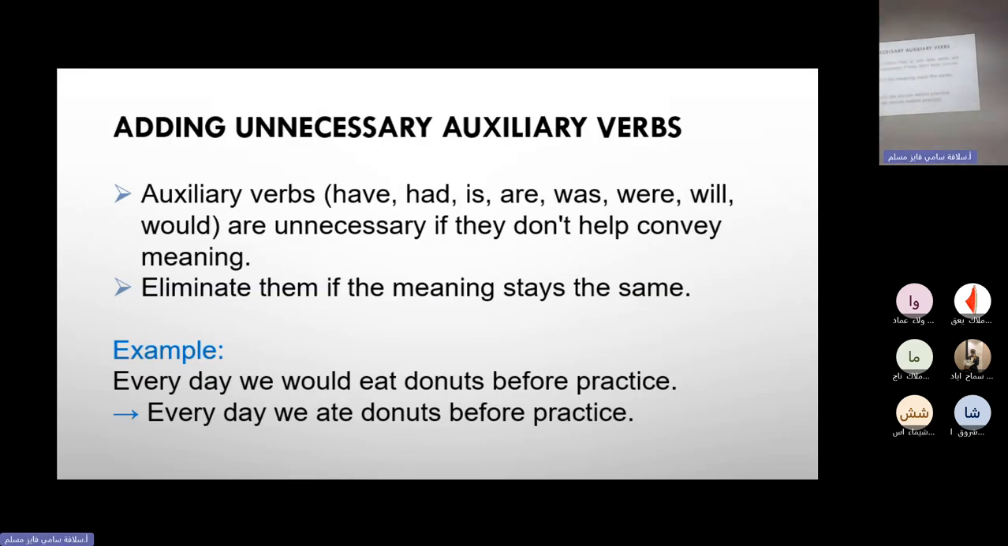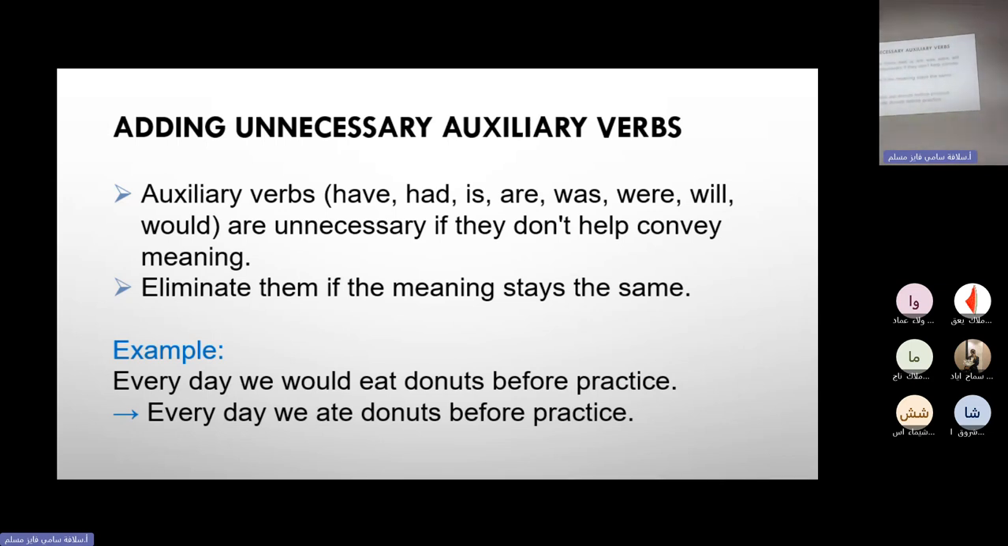Adding unnecessary auxiliary verbs. When we add an auxiliary verb that isn't needed in the sentence, it also causes problems in understanding the sentence. A clear sentence becomes unclear. Okay? So, the auxiliary verbs we saw, to be, to have, to do, could, would, should and all of those: eliminate them if the meaning stays the same.